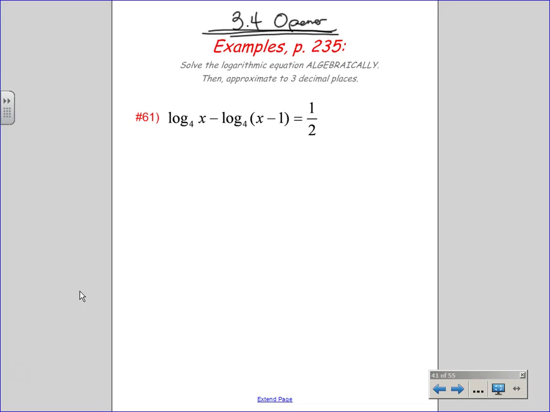And even more than that, I would say because there are x's in 2 spots. So the reason it's important to get it all together in 1 is because I have x's in 2 spots, and somehow I need to bring those x's together. And with logarithms, we can do it if there's a subtraction by the quotient property.